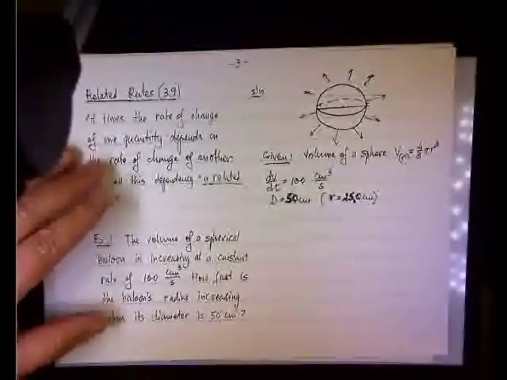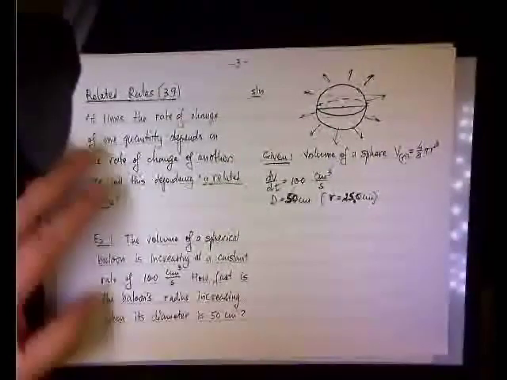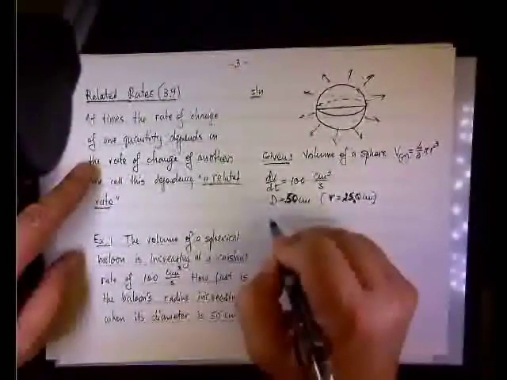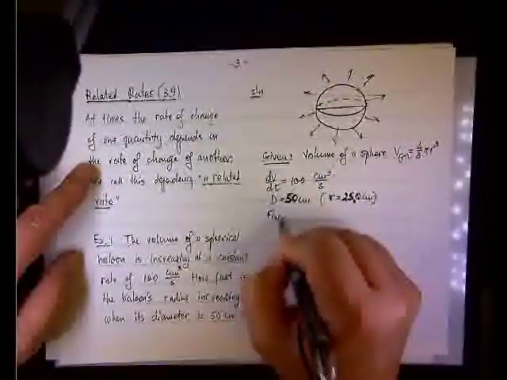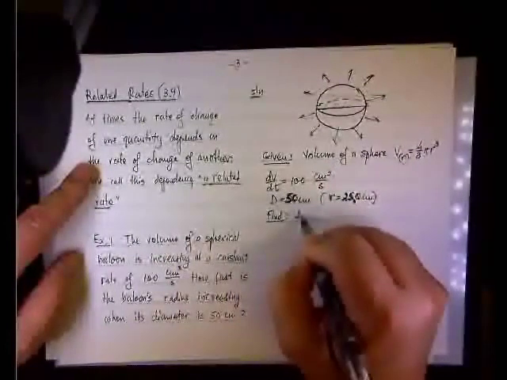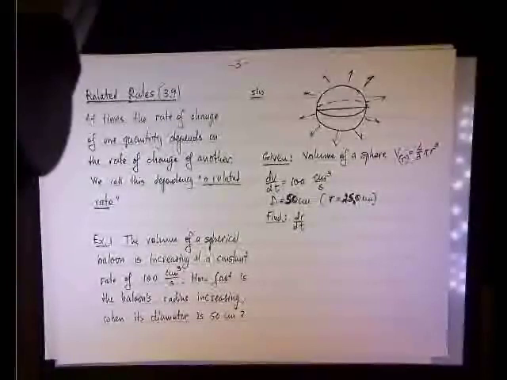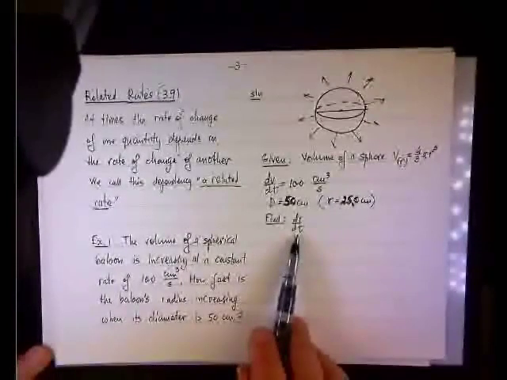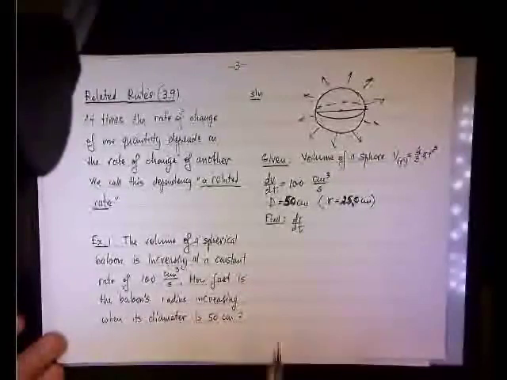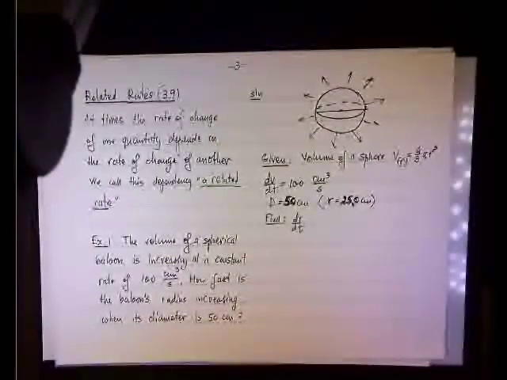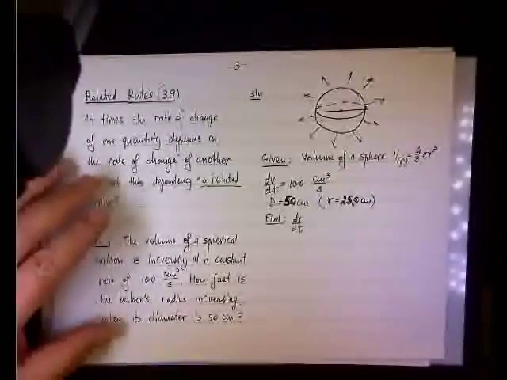So what else do we need to know? What else is given to us? This is what's given. What we need to find is dr/dt. We want to know how fast the radius is changing. We anticipate a positive change because if the balloon is increasing, the diameter is increasing, and so is the radius. So how are we going to tie these two up?